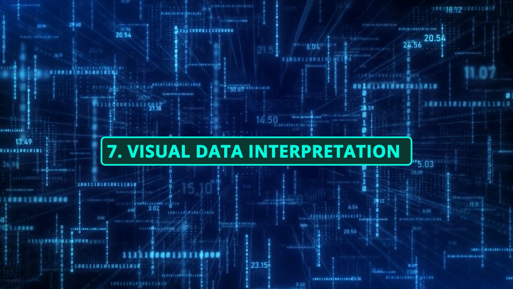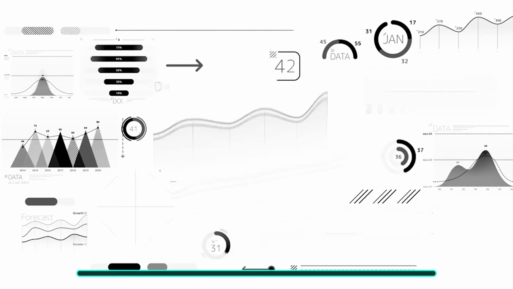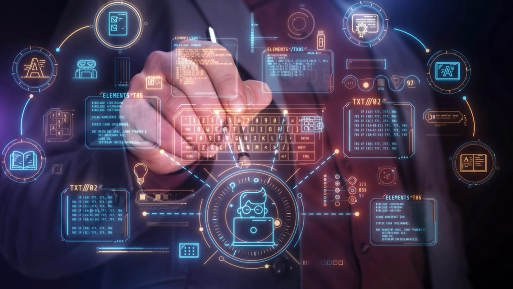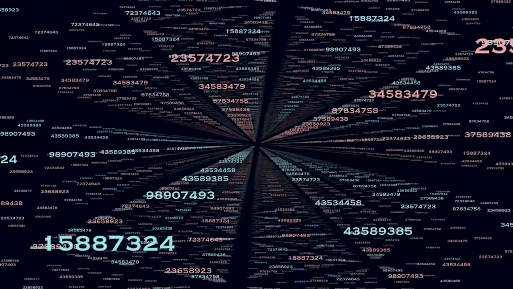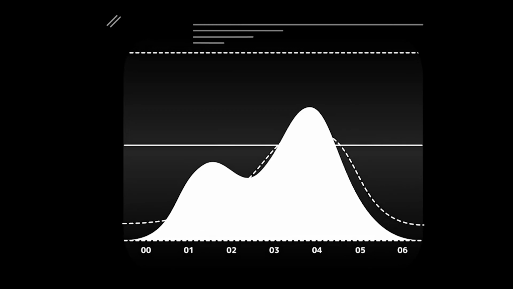7. Visual data interpretation. We've all had to deal with charts, graphs, or other forms of visual data that are a bit hard to interpret, whether it's a business dashboard, a market trend graph, or a scientific study's data visualization. Interpreting those visuals can be a challenge, but with O3, it can break down these visuals, explain what the data represents, and even predict trends based on the graph.